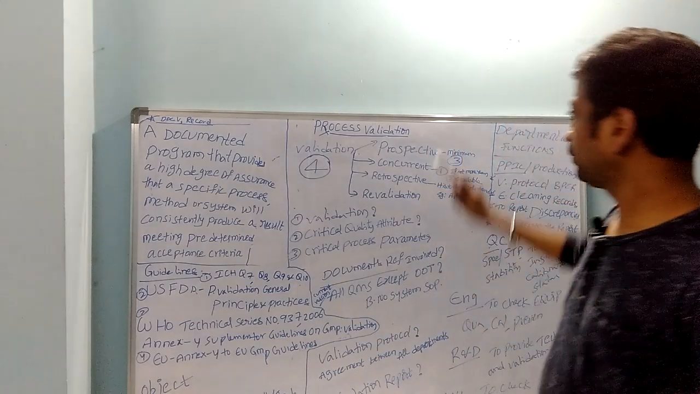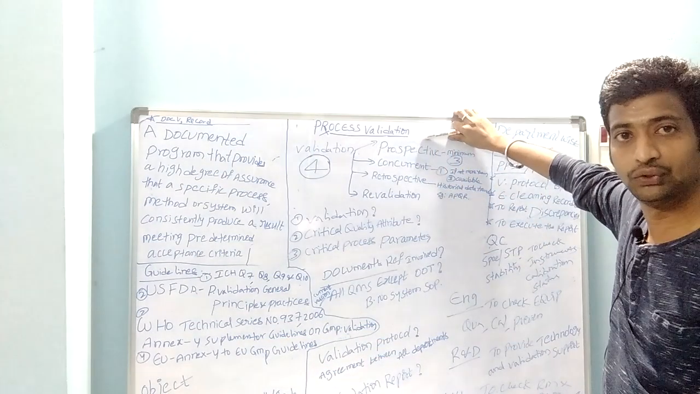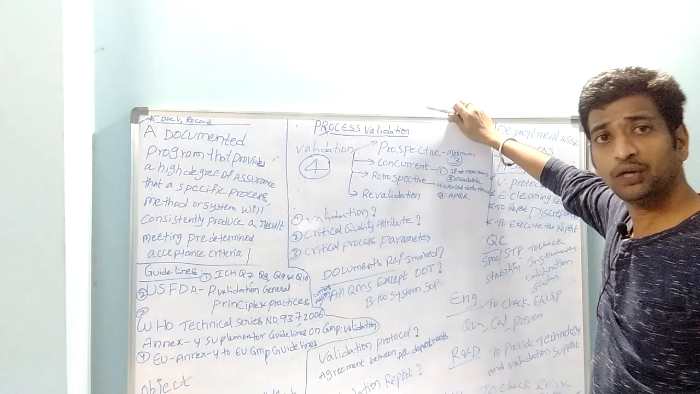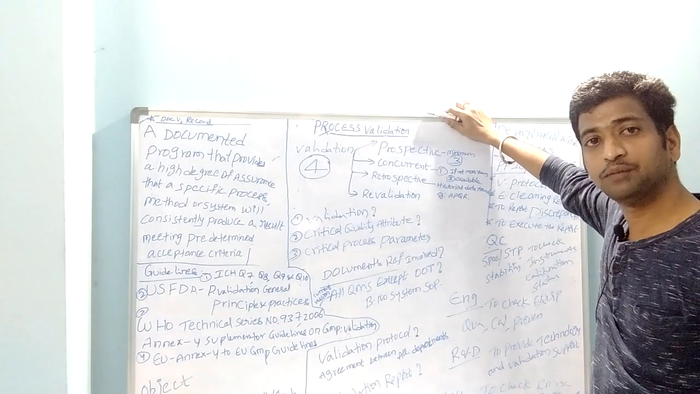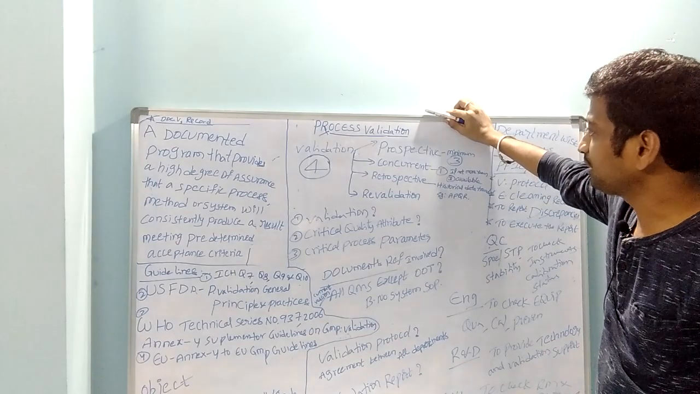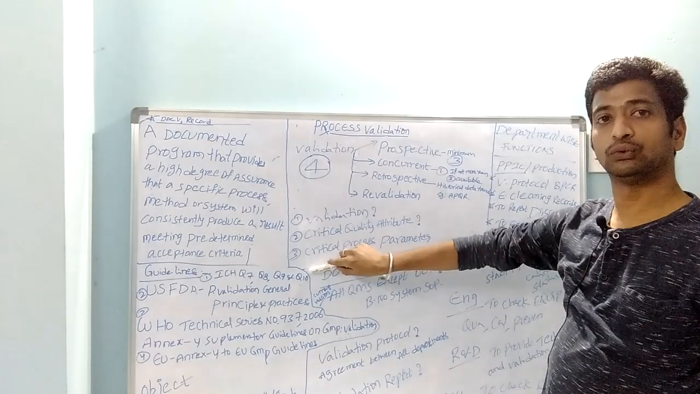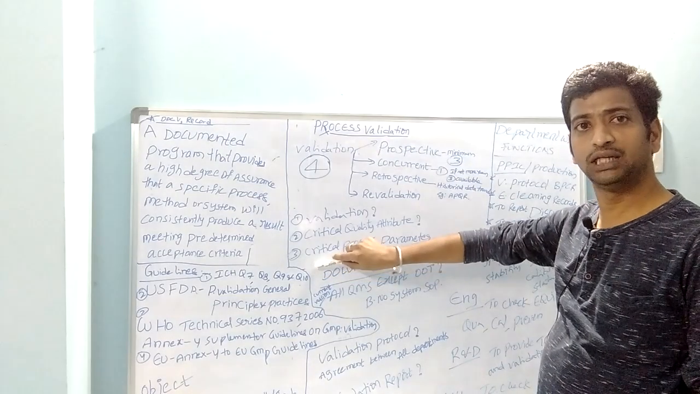Guidelines. And before you discuss the complete information on process validation, first of all you have to know how many types of process validation there are. Process validation is mainly classified into 4 types. As per the guideline I am telling you.